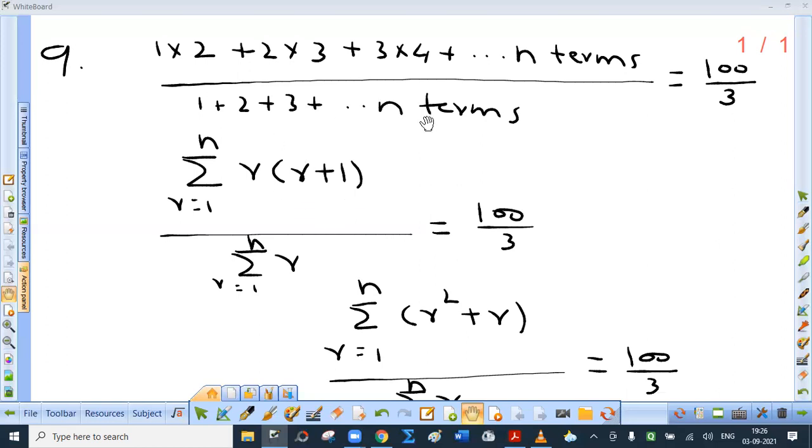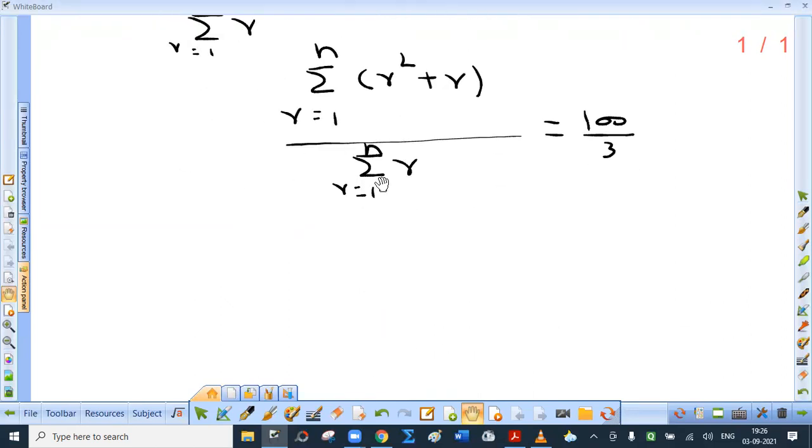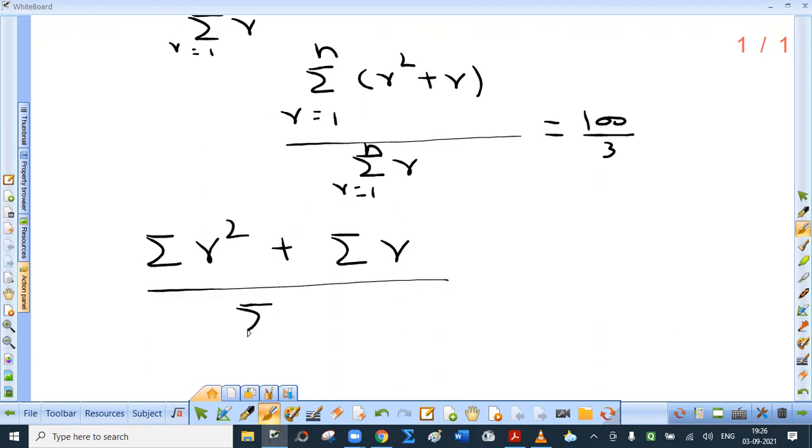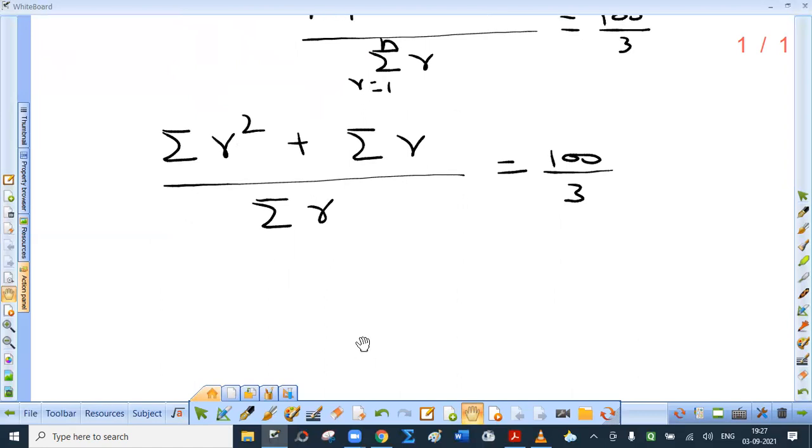Denominator, sum of the first n natural numbers. So it is sigma r. Now r into r plus 1 is what? r square plus r. Properties of sigma notation. Sigma r square plus sigma r upon sigma r equal to 100 upon 3. Now I will split the numerator. You may say we will not do that. We will substitute the values and simplify. Okay, we can do that also.